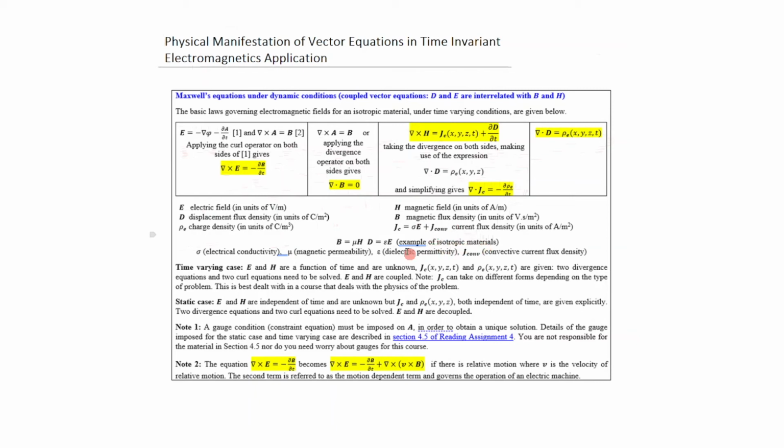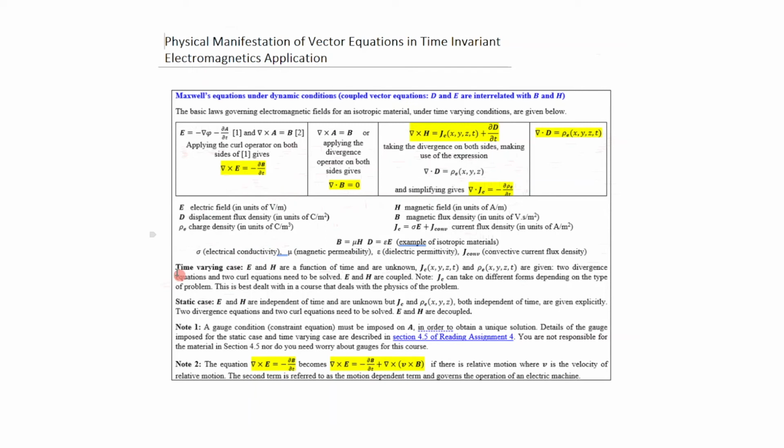In isotropic materials, we also have the relationship between B and H. You have basically just some scalar coefficient, which we call the magnetic permeability. And we have the displacement flux density D equal to epsilon times the electric field E, epsilon being called the dielectric permittivity. And this J convective was the convective current flux density, which is just the motion of charge on its own. That's it.